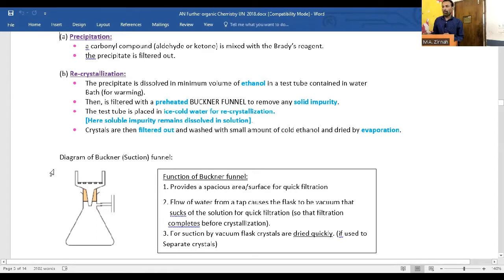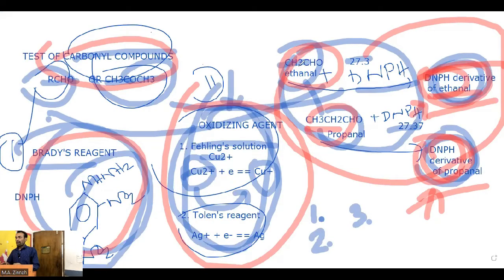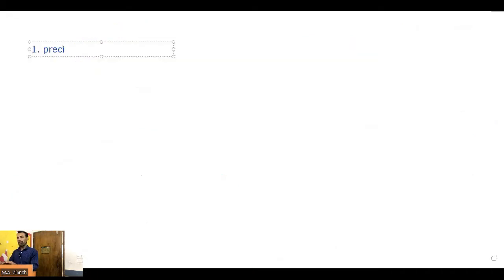And the function of the Buckner funnel. Come in. I think this is finished, right? So I'm going to explain this again. For the test, the first step is precipitation. This is the test of aldehyde and ketone.